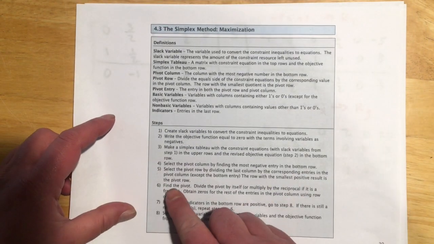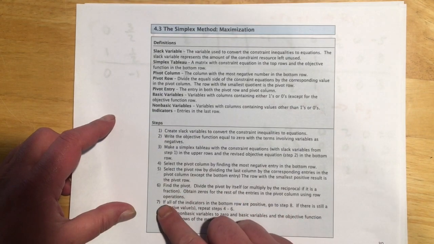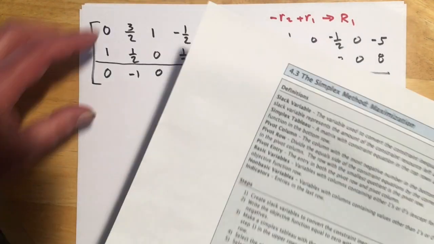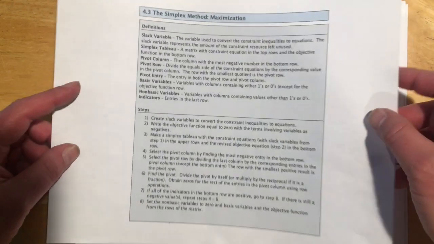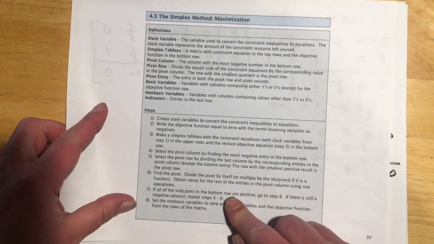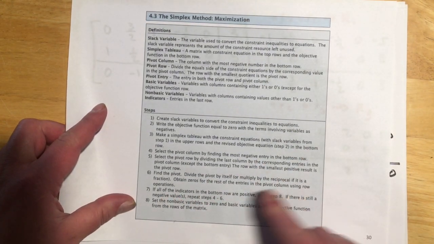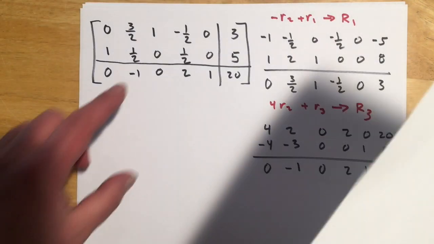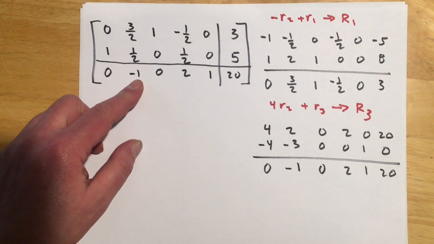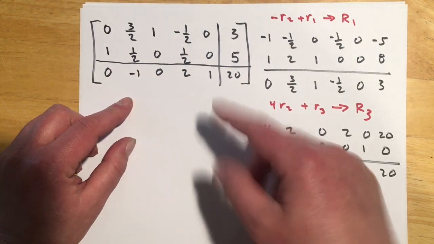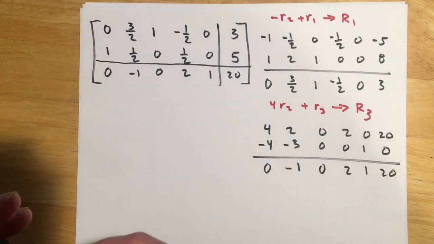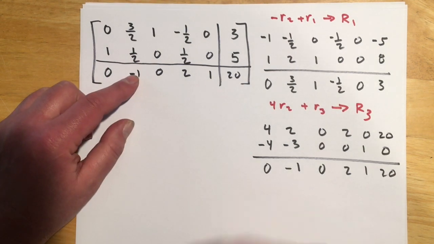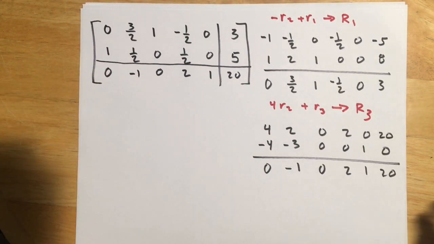So if you remember back in the directions, we just did step 6, and now we obtained 0 entries above and below the pivot. And now if all the indicators in the bottom row are positive, go to step 8. If there's still a negative value or values, repeat step 4 through 6. So this is a bummer because we do have a negative, which means we have to do all of that again, and so we have to repivot. This negative means it's not optimized, so we keep going. And so we do that exact same process.